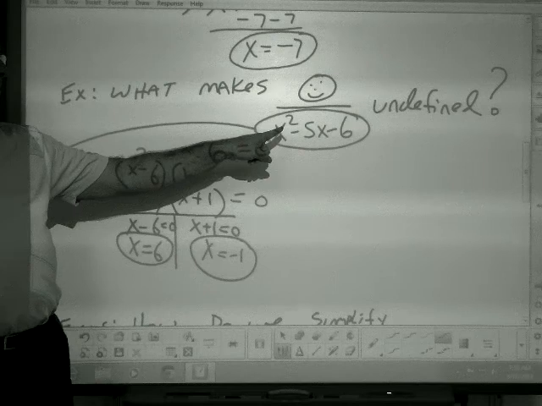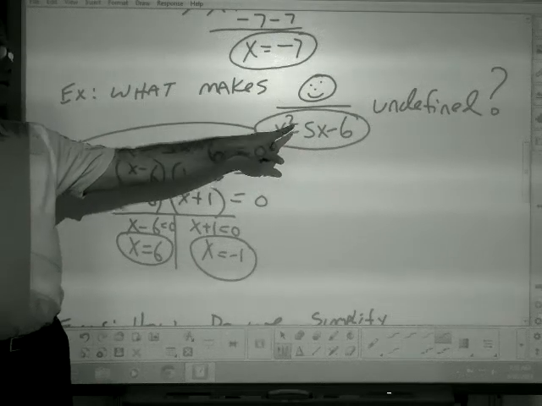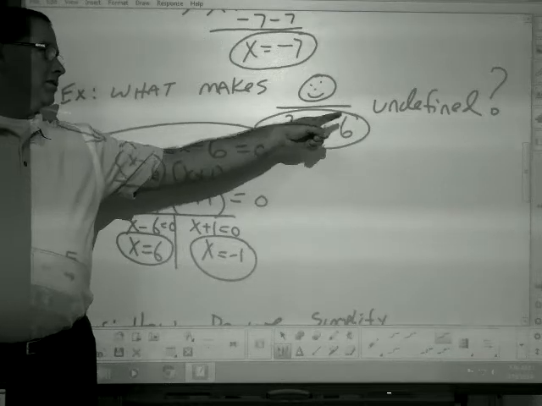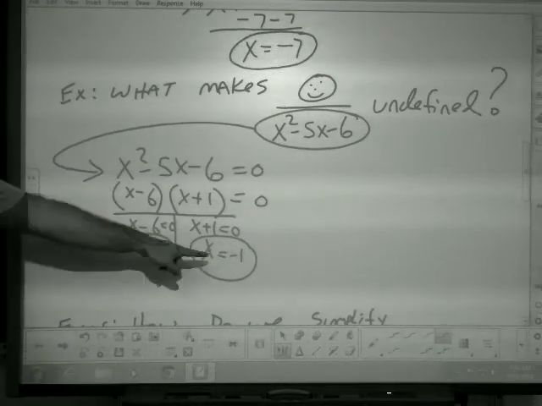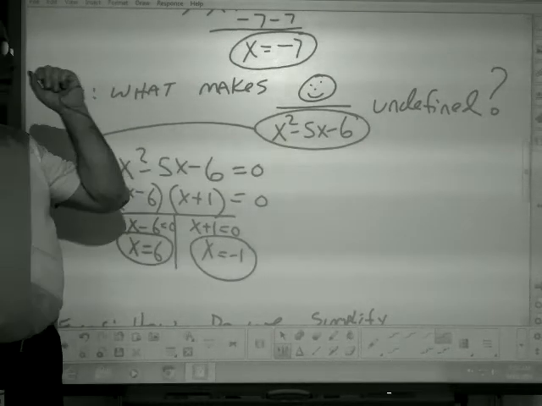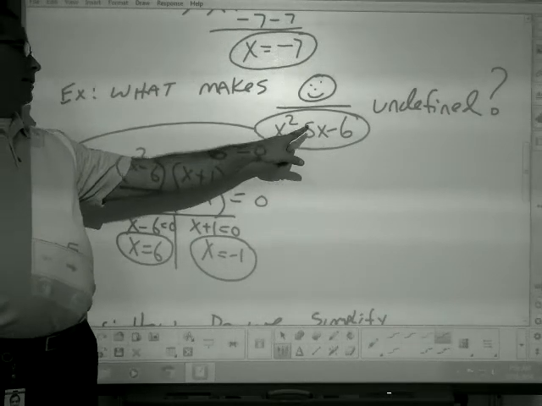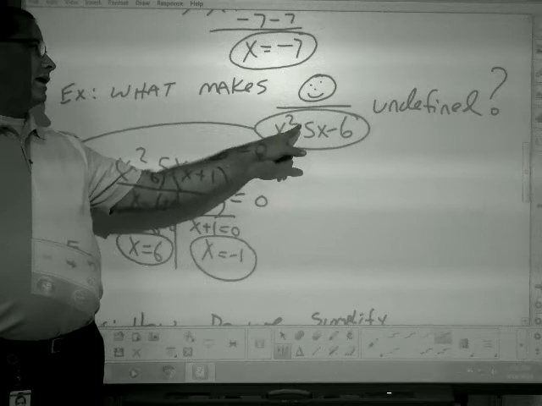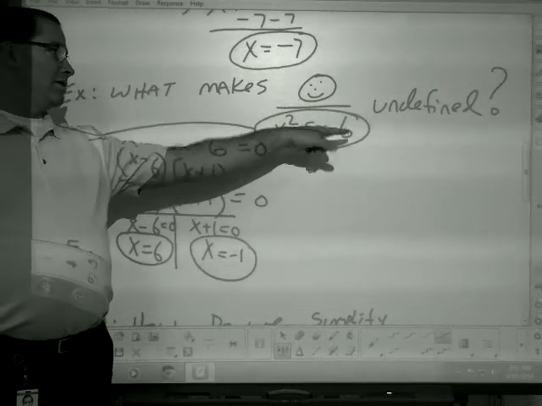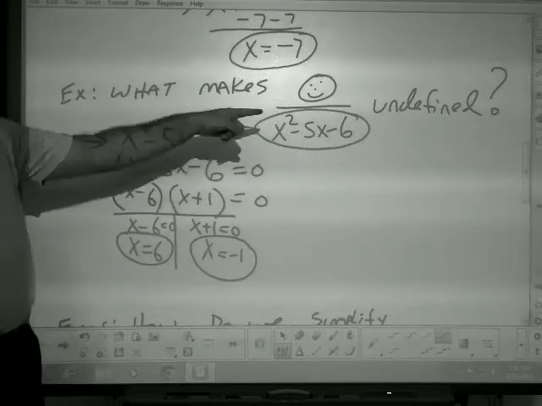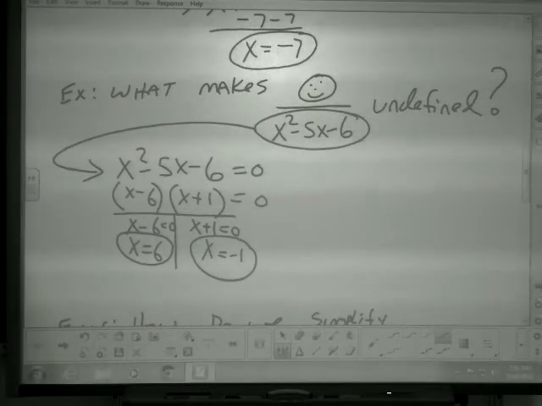So if I put a 6 in here, 6 squared is 36, minus 6 times 5 is 30, so that's 6. 6 minus 6 is 0. Yep, made it undefined. Let's try -1. A -1 squared is a 1, and minus a 5 times a -1 would be a +5, and 1 plus 5 is 6, minus 6 is 0. Yeah. When these two values occur, then this fraction is undefined.